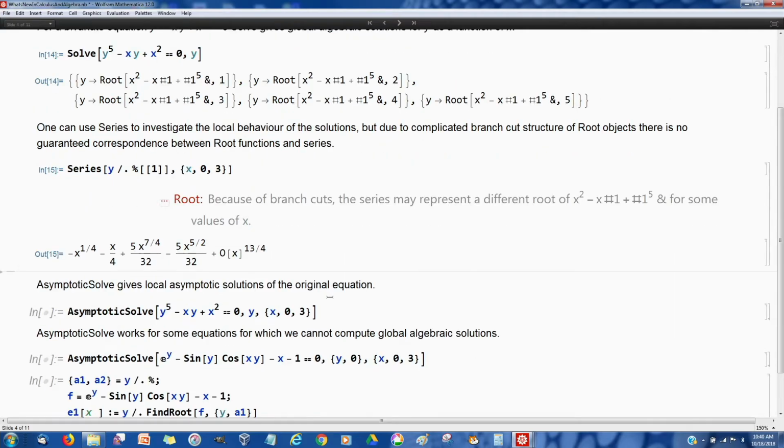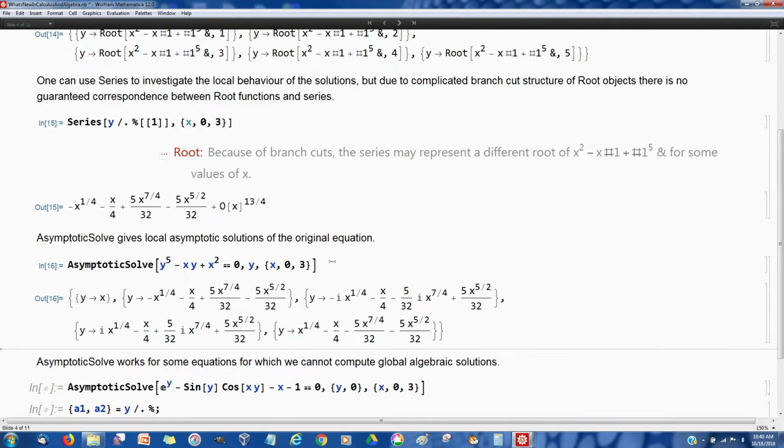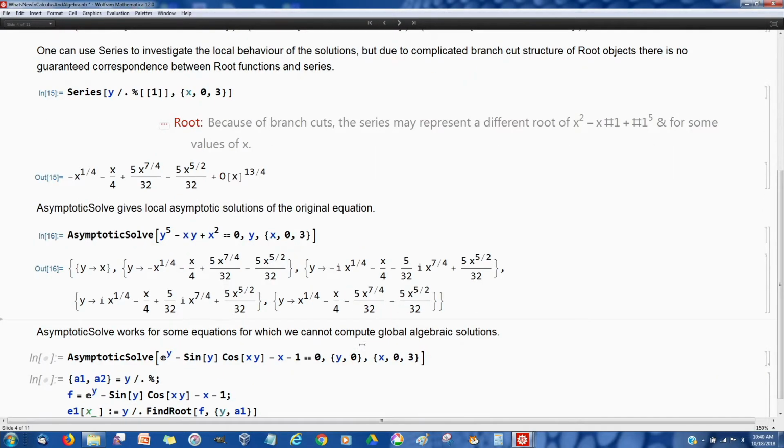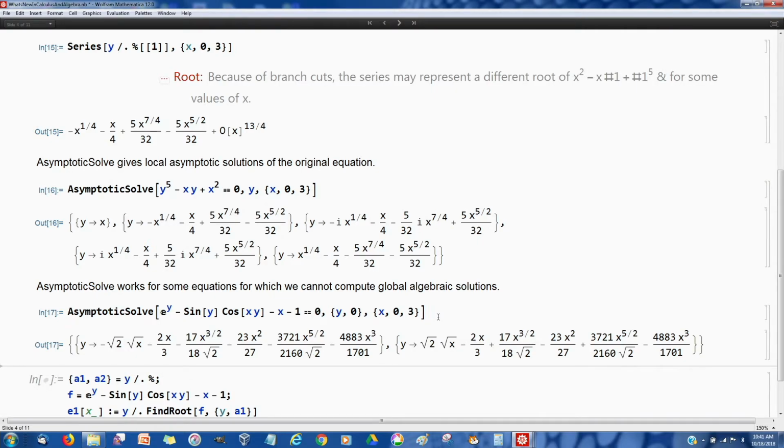So if we use asymptotic solve, we can now get series solutions around the point x equals 0. Here we go. We got one power series or Puiseux series. And the advantage of asymptotic solving is that we can handle a much wider collection of inputs. For instance, here we can start with something which is pretty much an arbitrary analytic function, and we get a series solution near 0.